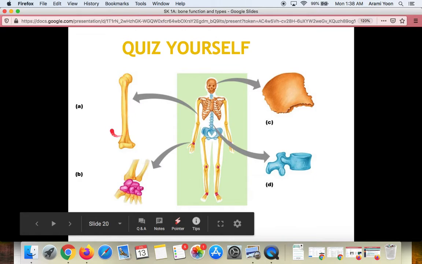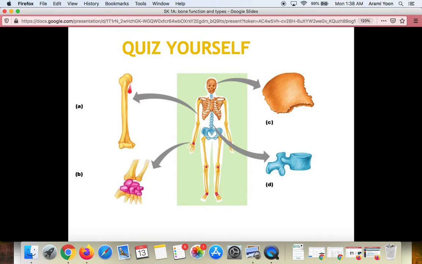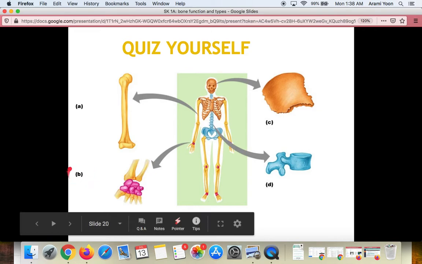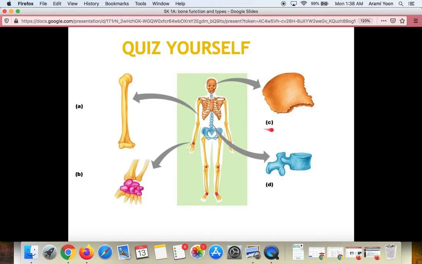For bone A over here, this is the humerus. It's the upper arm bone, and it is a long bone. It's part of the appendicular skeleton. For bone B over here, these are the metacarpals, and they are short bones. They are part of the appendicular skeleton as well. Over here, for C, this is the frontal bone, the bone that basically covers your forehead. It is a flat bone, and it's part of the axial skeleton.